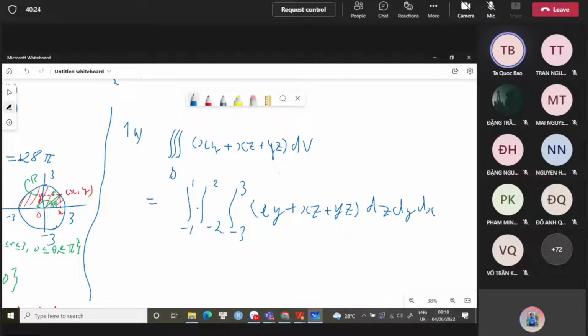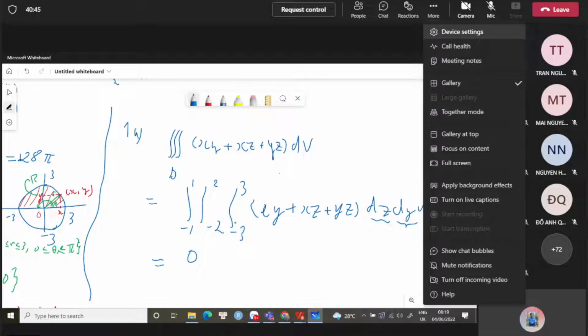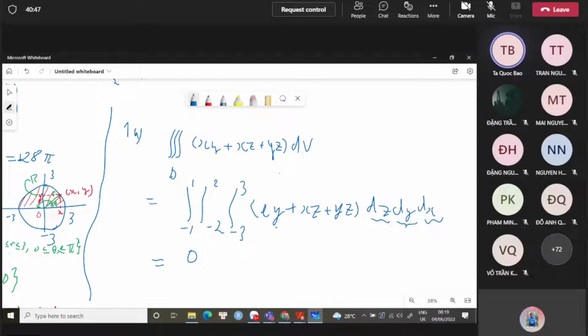Calculate step by step. First integration in z, the second integration in y, and the last integration in x. Then finally you get the result, it is 0. I don't give more detail because this step is very easy to calculate. Okay.